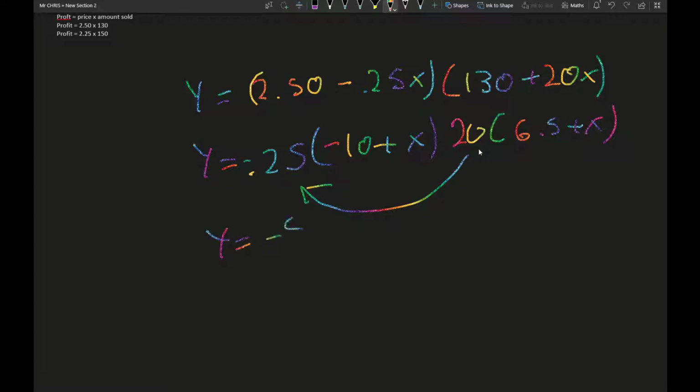And then we can times these factored out numbers together, so a is equal to negative 5, and this is actually a very important number because it tells us which way our parabola is going, which is downwards. So this means it's a maximum parabola.